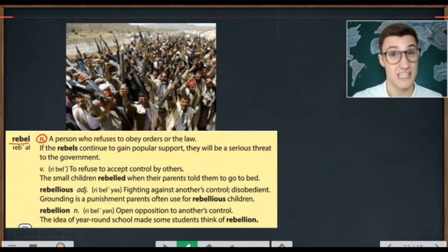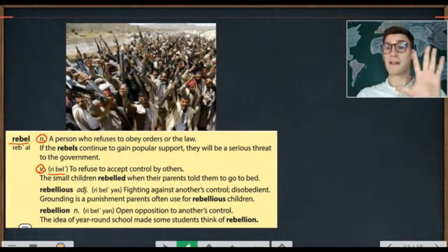It happens all the time, especially in Africa. Like I showed you the picture of the French Revolution. Now, rebels overthrew the government. Rebel also has a verb meaning, but this word we pronounce differently. It's rebel, not rebel. So rebels, if they do what rebels do, they rebel. To rebel is to refuse to accept control by others.